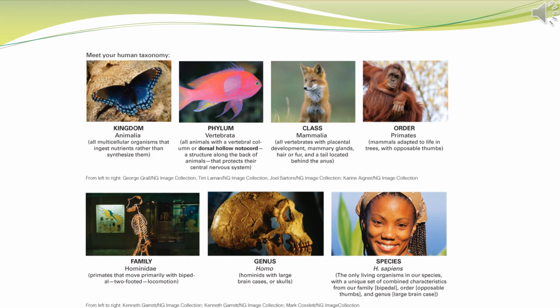And here's just some pictures that reiterates what I just said. We're in the kingdom Animalia, which contains all multicellular organisms that ingest nutrients. We're in phylum Vertebrata or Chordata, like I said in the slide ago. And I shouldn't have said that it's all animals that have a spinal cord. It really should be called a dorsal hollow nerve cord. All of them do look, of course, like spinal cords. We belong to the class Mammalia, the order Primates, family Hominidae, genus Homo, species Homo sapiens.